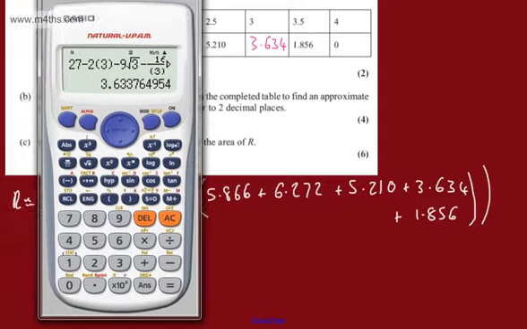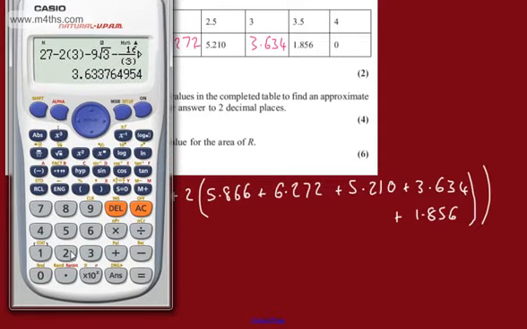What I'm going to do is just find this bit right here first. So we're going to have 2 lots of 5.866 plus 6.272 plus 5.21, so let's put that in, plus what have we got for 3.634 plus 1.856. So that's going to give us a total, let's have a look at that, 45.676.